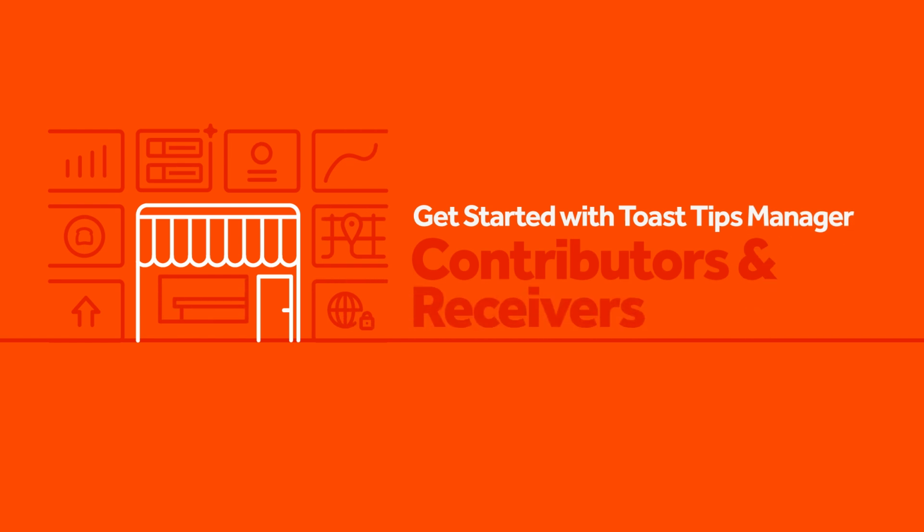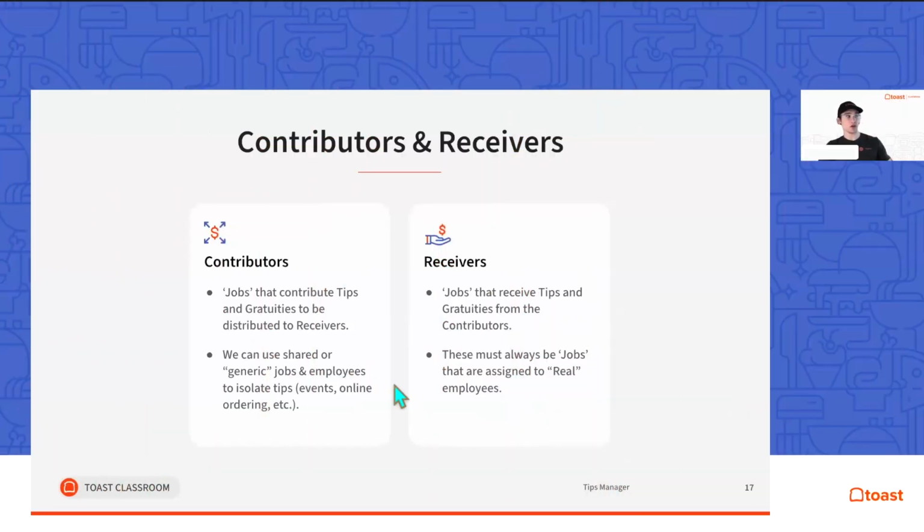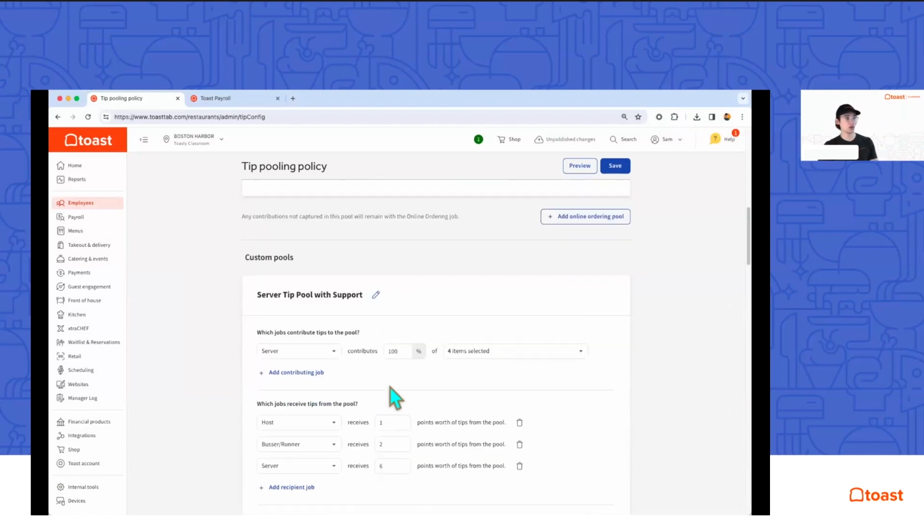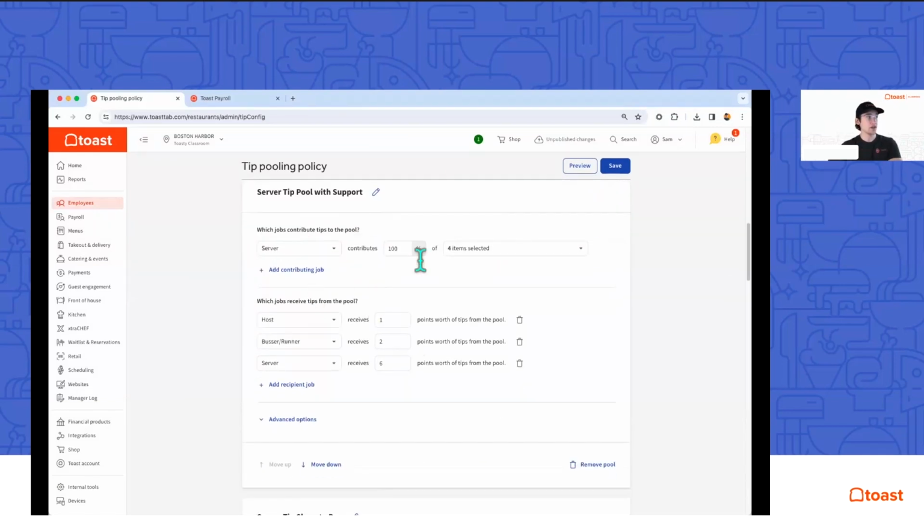We're on then to contributors and receivers. Contributors and receivers are always going to be jobs. This is an example of a pool. So in this case, our contributor job is a server.